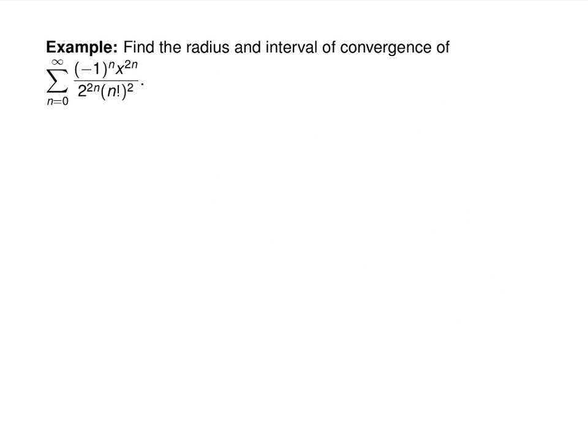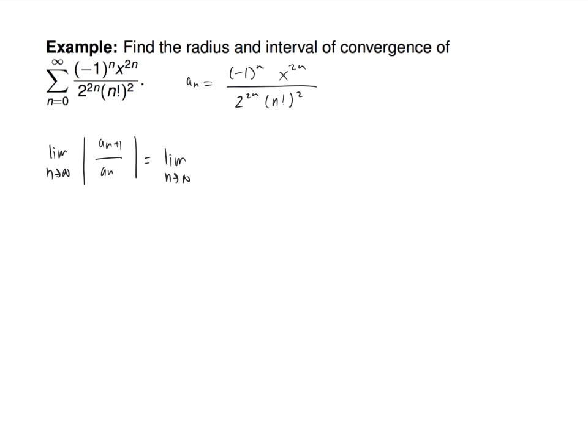Here's an example of everything, because no matter how big the top gets, the bottom's bigger. So our a sub n is negative 1 to the n, x to the 2n, over 2 to the 2n, n factorial squared. It's an alternating series, but we can't apply the AST because we have x's and n's. So instead we have to do the ratio test.